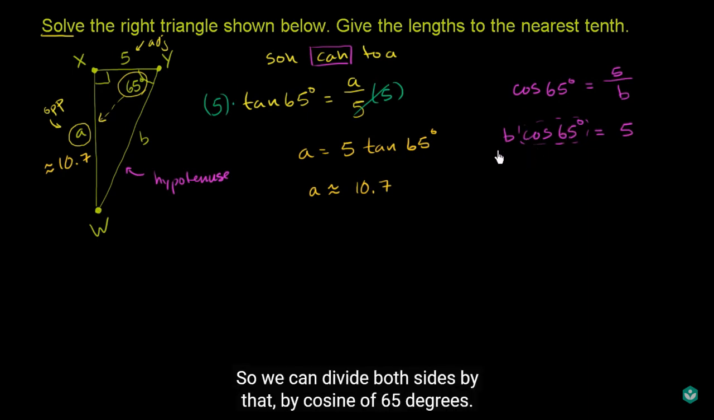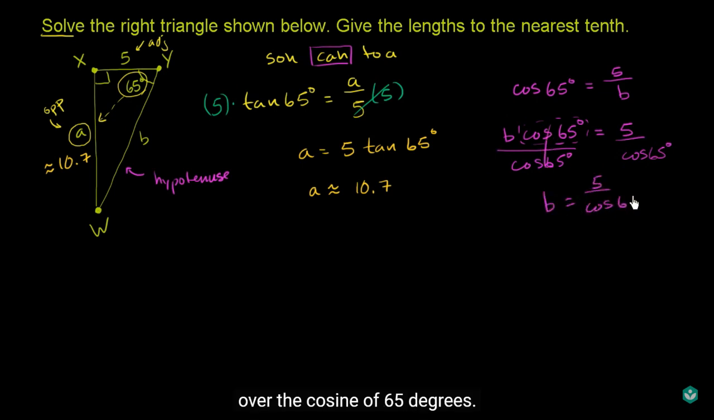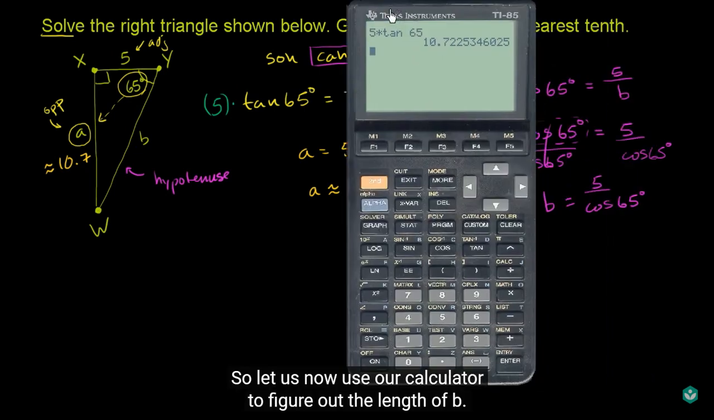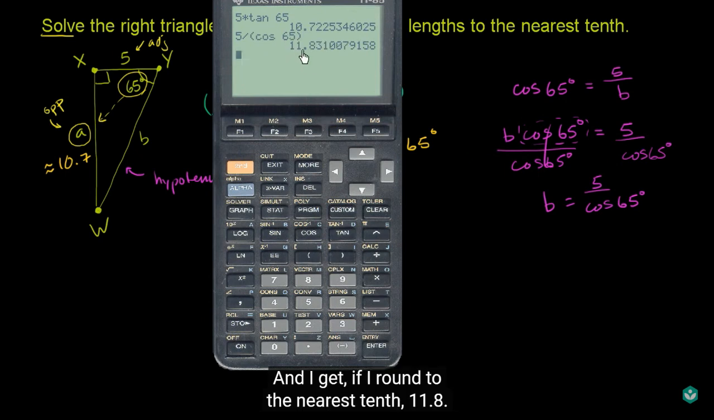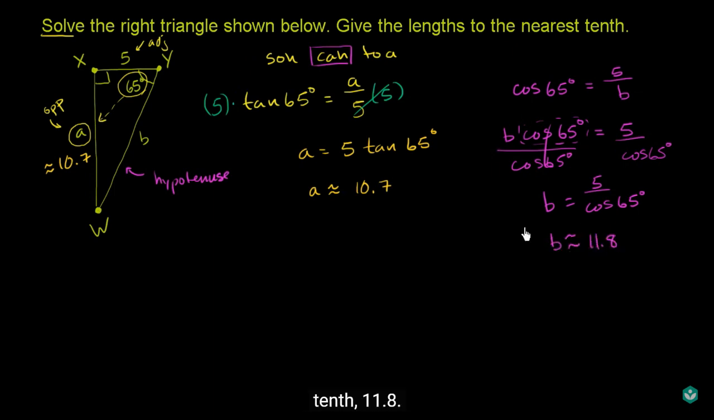So we can divide both sides by cosine of 65 degrees, and we're left with b is equal to 5 over the cosine of 65 degrees. So let us now use our calculator to figure out the length of b. The length of b is 5 divided by cosine of 65 degrees. And I get, if I round to the nearest tenth, 11.8. So B is approximately equal to, rounded to the nearest tenth, 11.8.